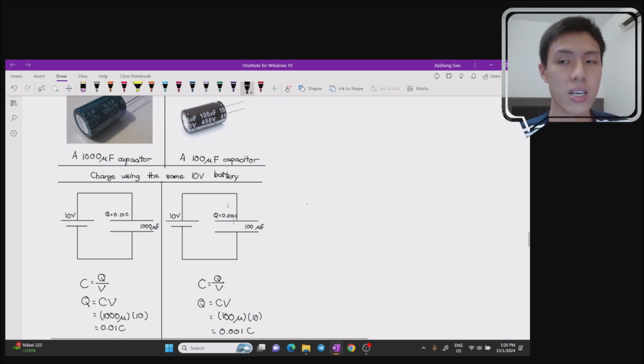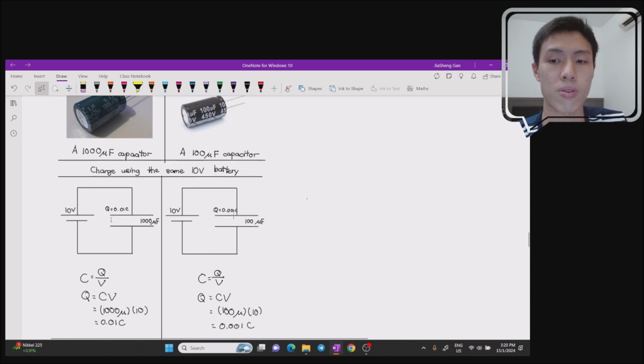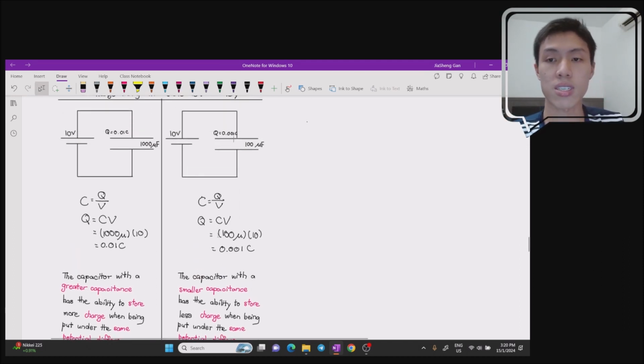So what conclusion can we make? A capacitor with larger capacitance will store a greater amount of charge when you connect them to the same potential difference of power supply. Okay, so the capacitor with greater capacitance has the ability to store more charge when put under the same potential difference, whereas the capacitor with smaller capacitance has the ability to store less charge when being put under the same potential difference. I'm applying the same 10 volt power supply to them. So because they have the same V, the difference in the capacitance will cause a difference in the amount of charge stored in these two capacitors.